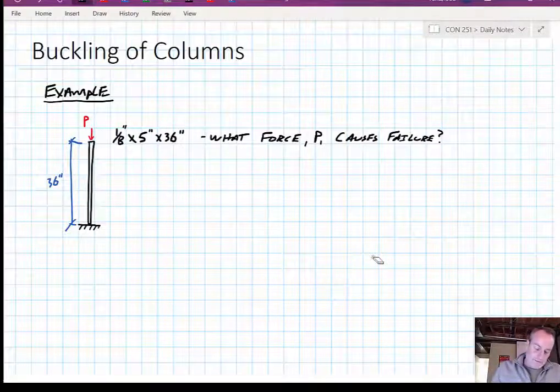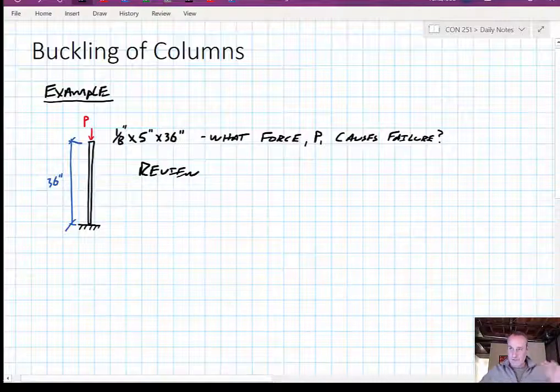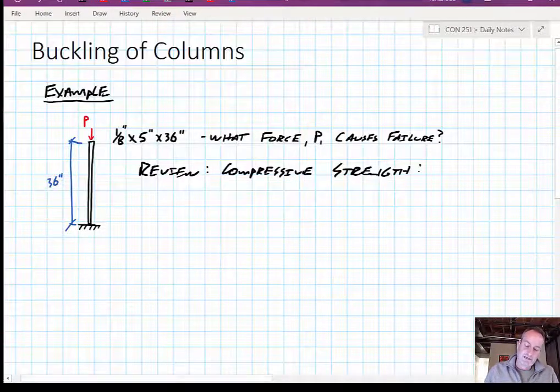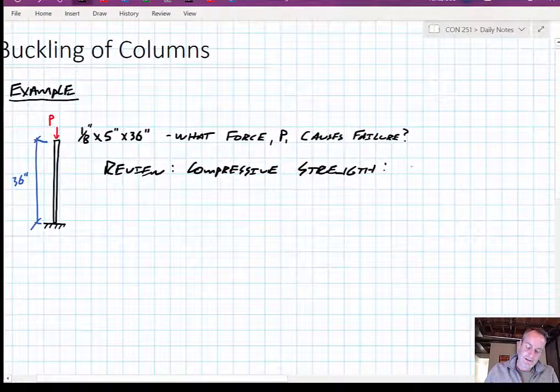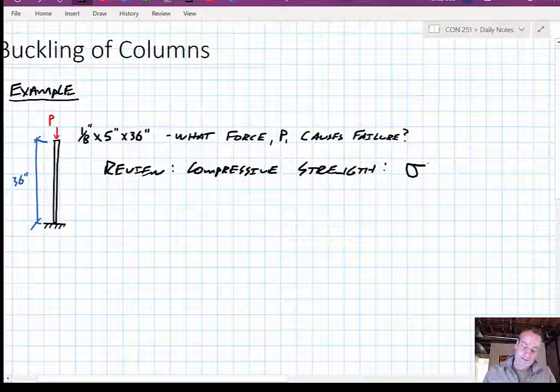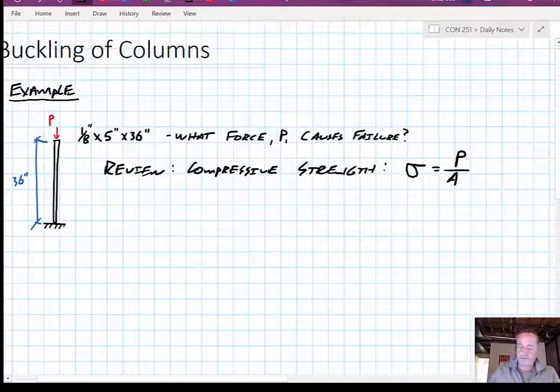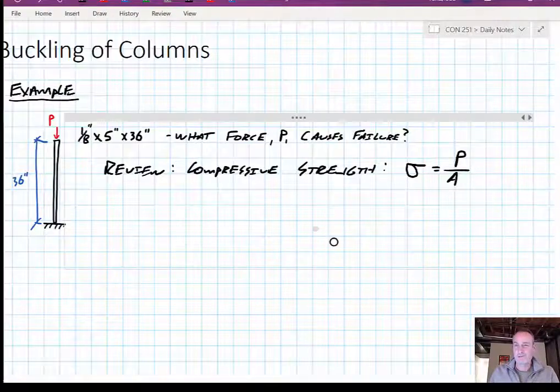So, as a review, we've talked about this idea of how strong wood is in compression, and that's really what I'm doing. I'm putting compression on that member. What we said is, to find the compressive strength of any material, our stress is equal to the force applied over the area. We may have used F there when I first did it, but I think P and F should be interchangeable. When we talk about buckling, it'll be P, so I'm going to use P over A.